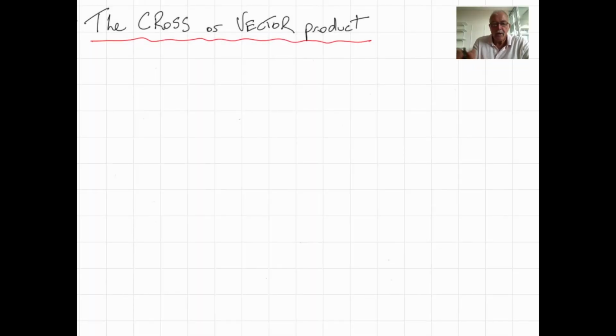Okay, we're going to look at another type of vector product, or multiplication of two vectors, and this is called the cross or the vector product. You can use either name.